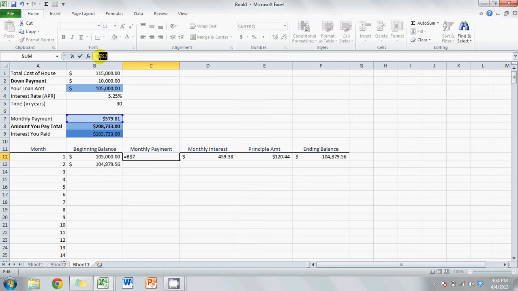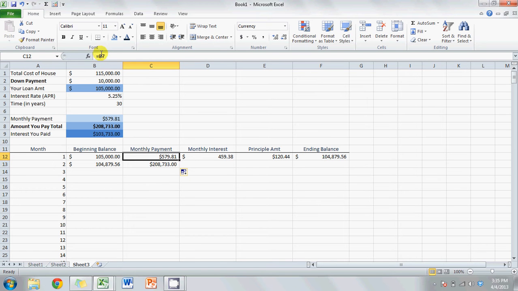Now remember before, Excel naturally looks for patterns and copies those patterns. So it says equals B7 right now. So if I copy and drag down to the next cell, you're going to see that something really wonky just happened. Now it's telling me my monthly payment's $208,000. What happened was because I copied and pasted this formula to the cell below it, instead of looking at B7, it's now going to look at B8 because I copied and pasted in one cell below.